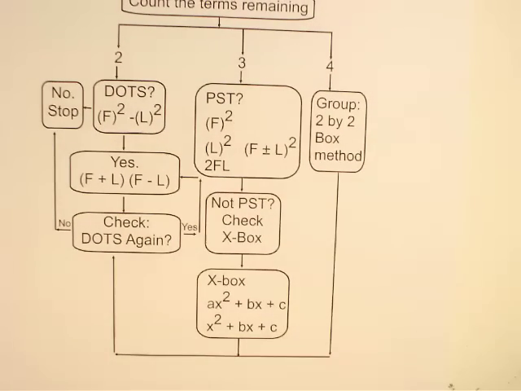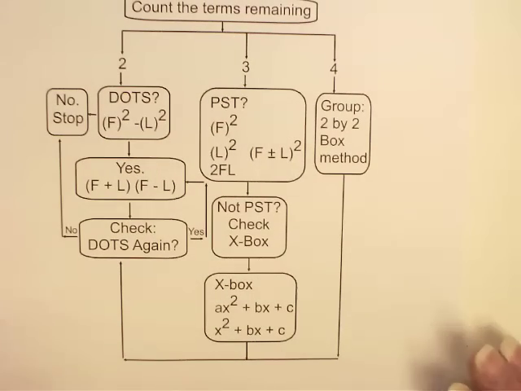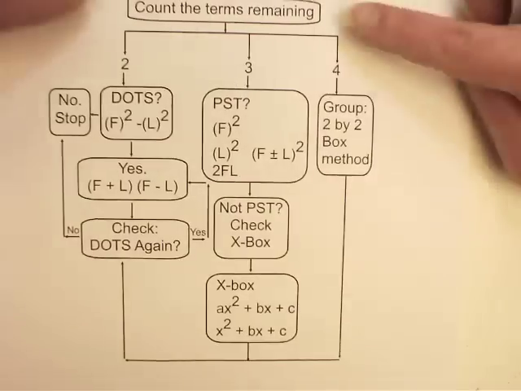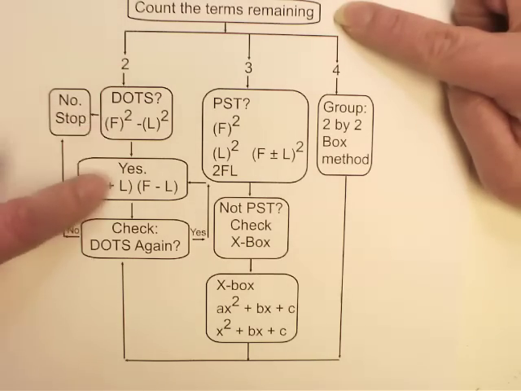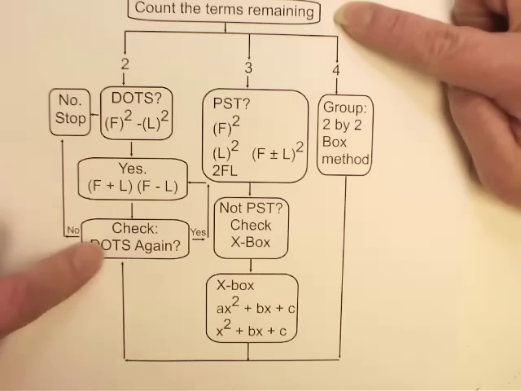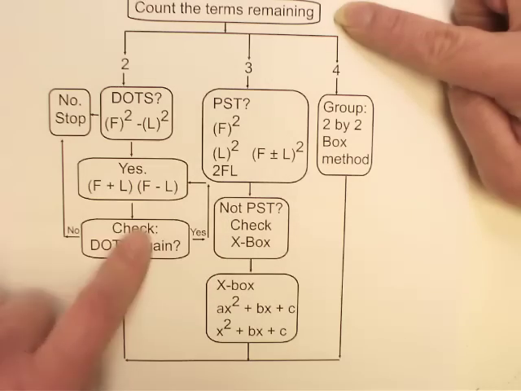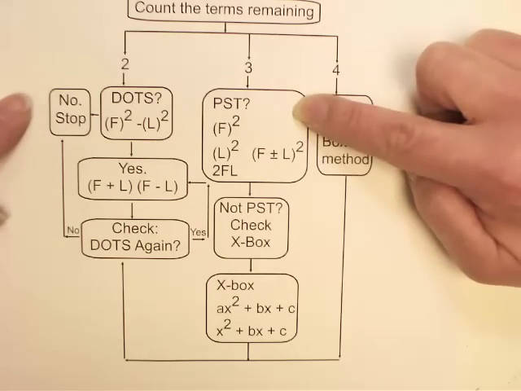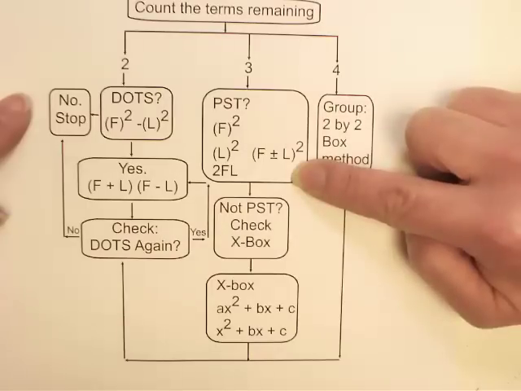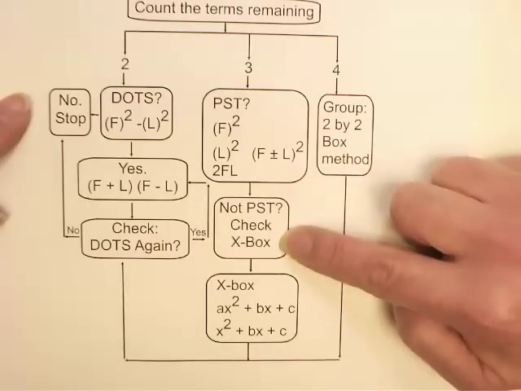Now, you're probably wondering what all these little arrows are on this flowchart. Flowcharts flow, they move, so they go through and they divert you to the next step. So when we're counting our terms, if it's 2, you go down this path. Dots, yes. Then you factor it, check, and dots again. If so, you keep going through. If it's no, we stop. For a PST, if it is, you factor it. If it's not, then you check using X box.